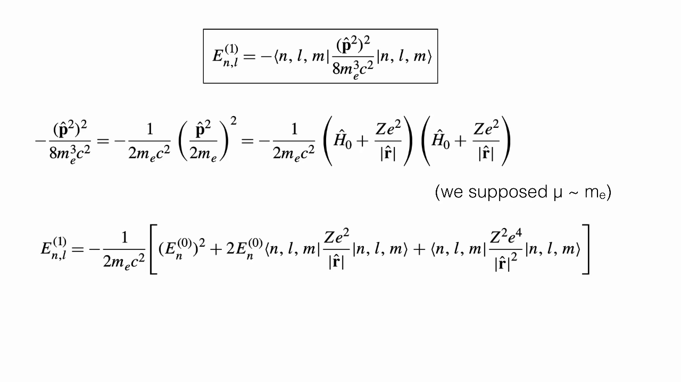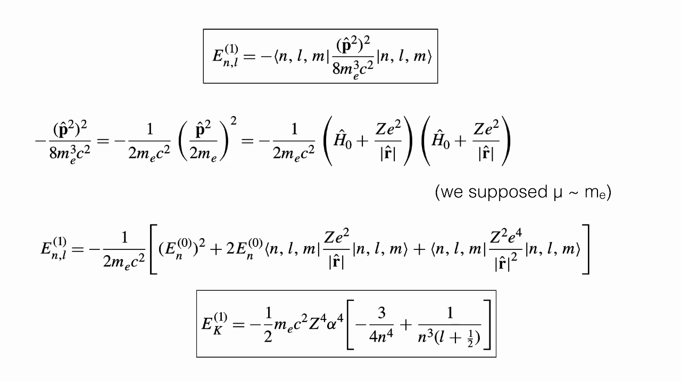That allows me to calculate the perturbation, the expectation value of p^4 over 8m^3c^2, using those two operators that I can calculate easily, the product of two operators. I end up with this expression here. And then we can calculate this, and I'm not doing it in this slide. The point is that it's simply doing more integrals in spherical coordinates. We find a kinetic energy correction that's obtained as shown in the box. So there is indeed a correction to the energies that's going to depend on n and on l.